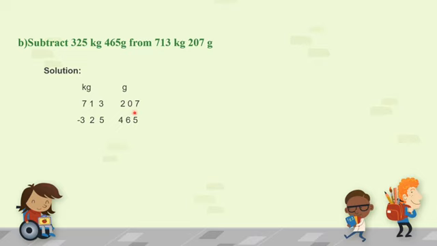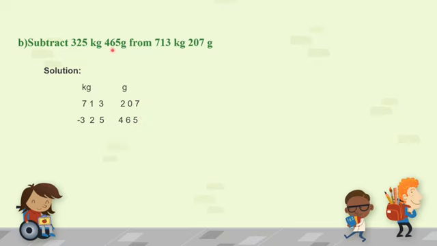Okay, without changing. Do not change grams position also. Okay, now what do we see over here? Here 325 is smaller than 713, but 465 is not smaller than 207. So many times children get confused, and what do they do? They change the position. They will take the bigger number up, and bring the smaller number down. No, you cannot change the position of the grams.